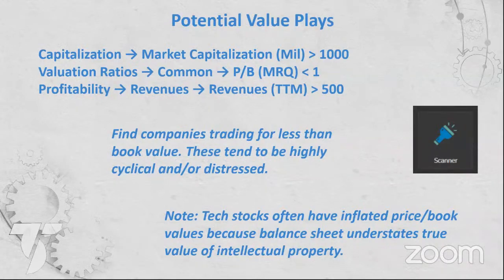So you're going to be carrying something on your balance sheet that doesn't look very valuable. As a result, the price to book value is going to be very high for technology stocks. There's a reason for that. And that's why price to book is not a relevant reading for them.